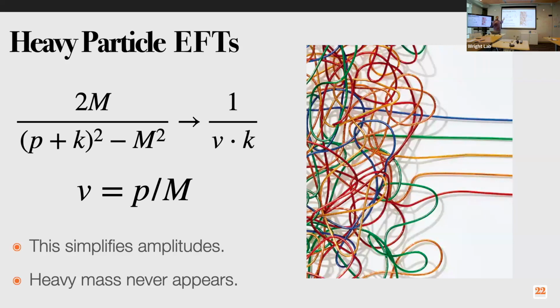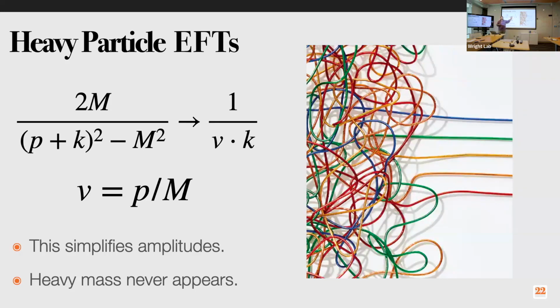This has been kicked a little off shell by some momentum k. And if you expand in the limit that m goes to infinity, p squared cancels with m squared, right? So the first term is 2p dot k. And so this just reduces to 1 over v dot k, where v is just the four-velocity of the heavy particle. So if you have a particle in the lab frame, a particle at rest, v is just (1, 0, 0, 0).